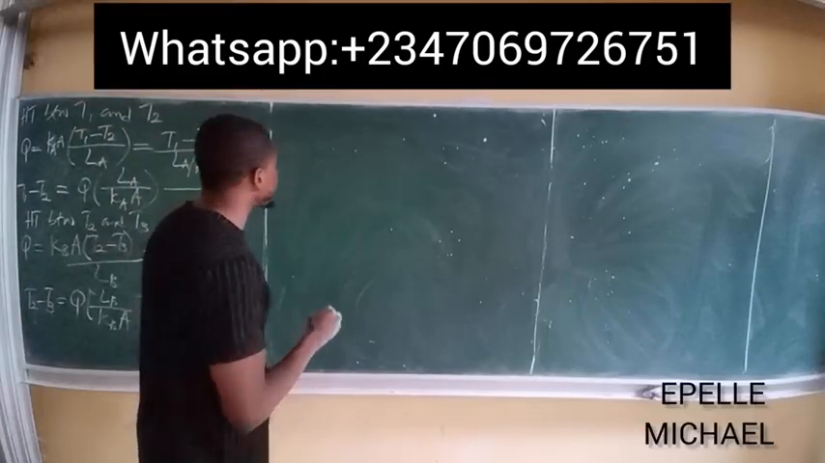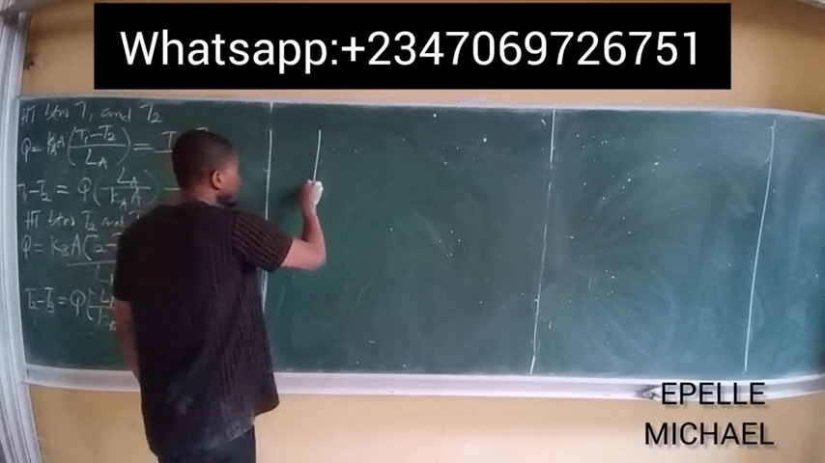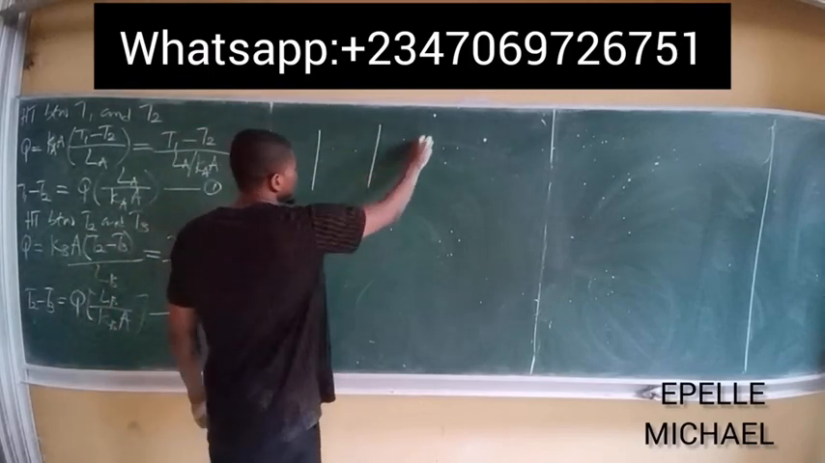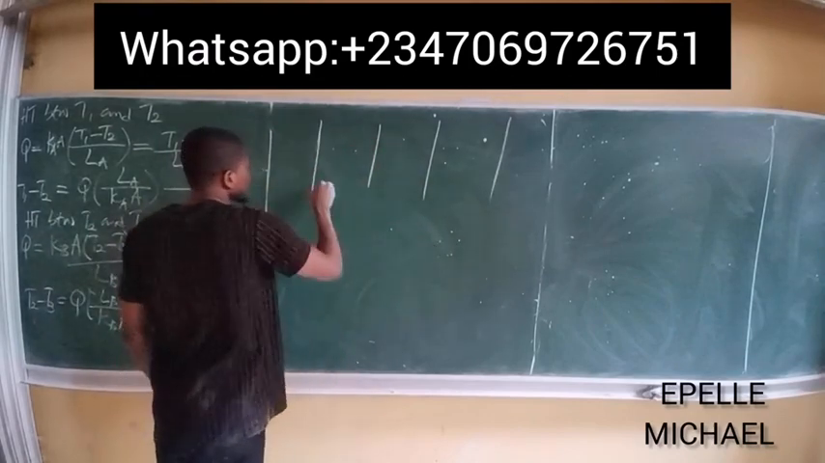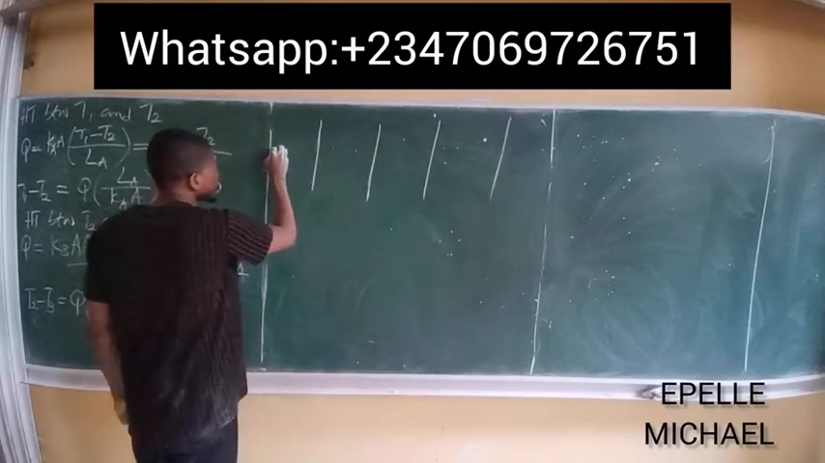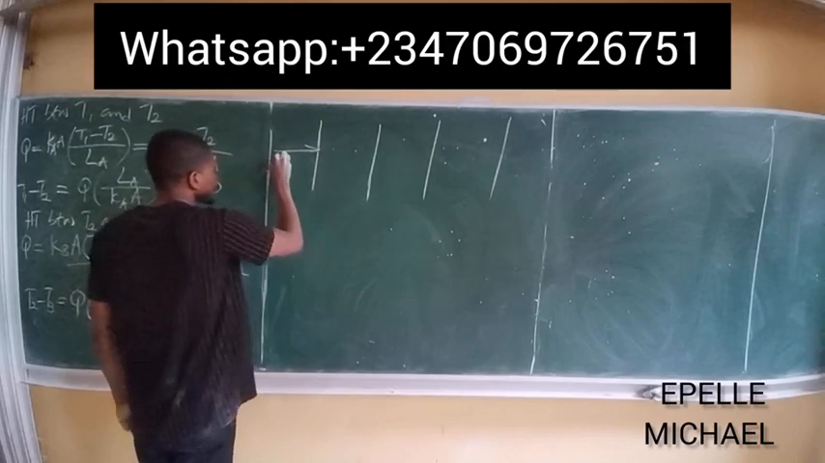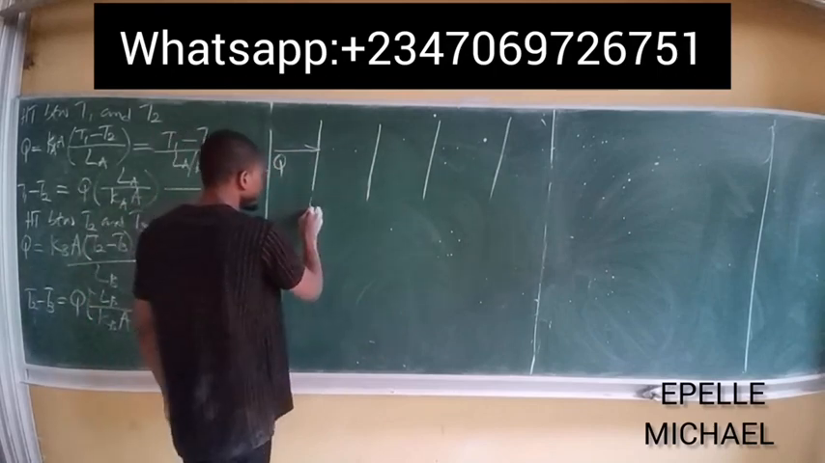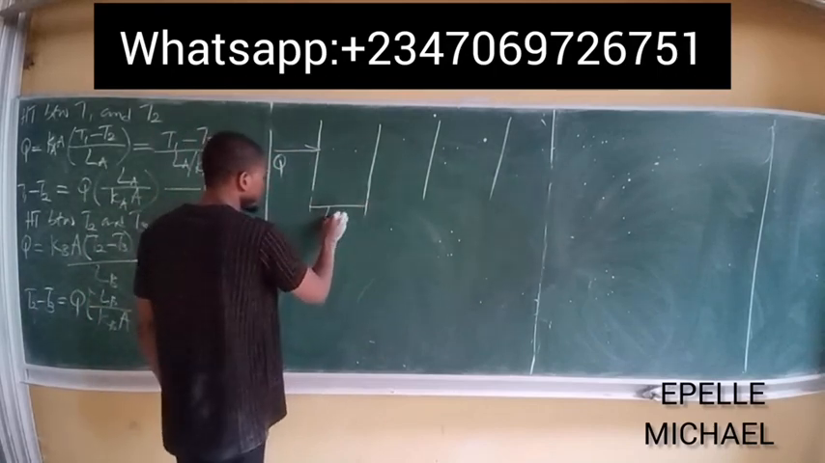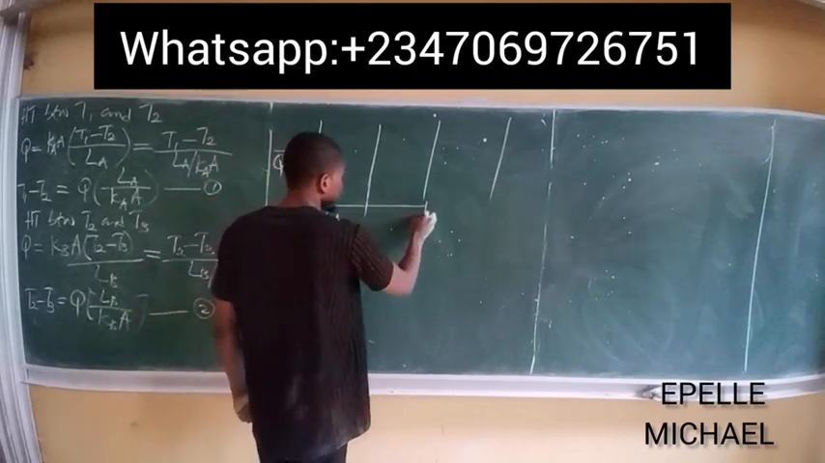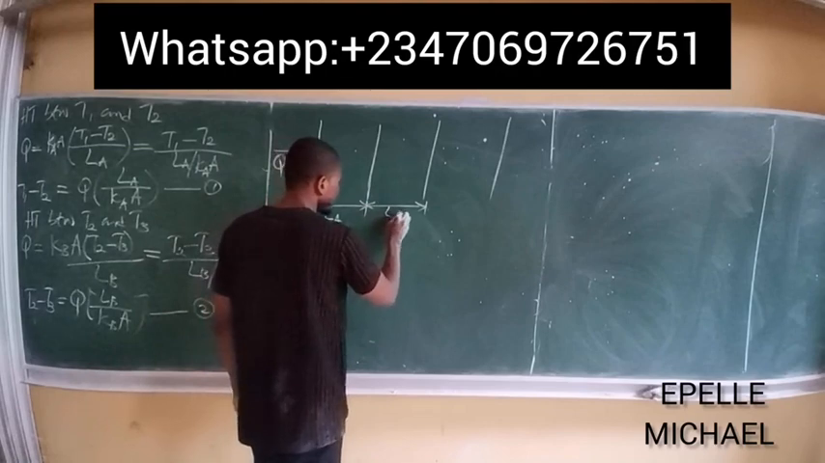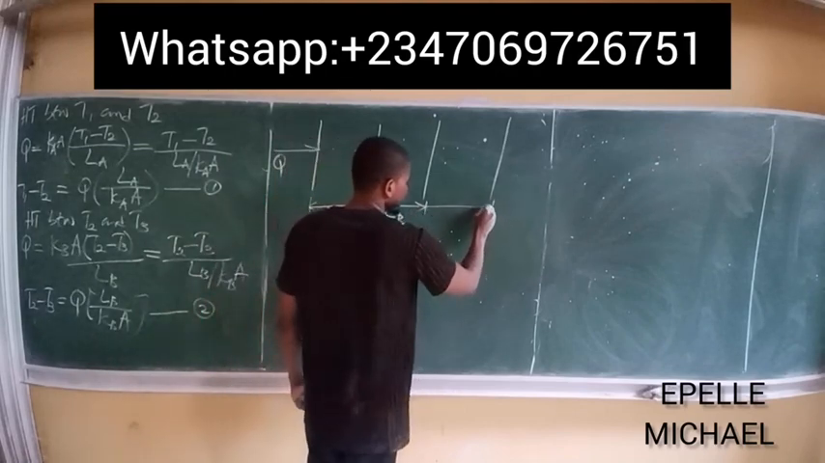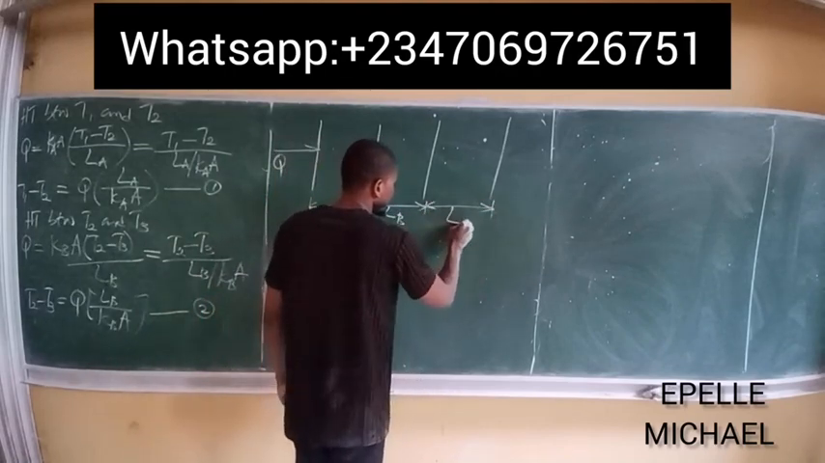Okay, so let's say we have more than one plane now. We have about three planes now. And then we have heat flowing through the plane Q. Let the length of this plane simply be LA. Let the length of this plane simply be LB, and let the length of this plane simply be LC.